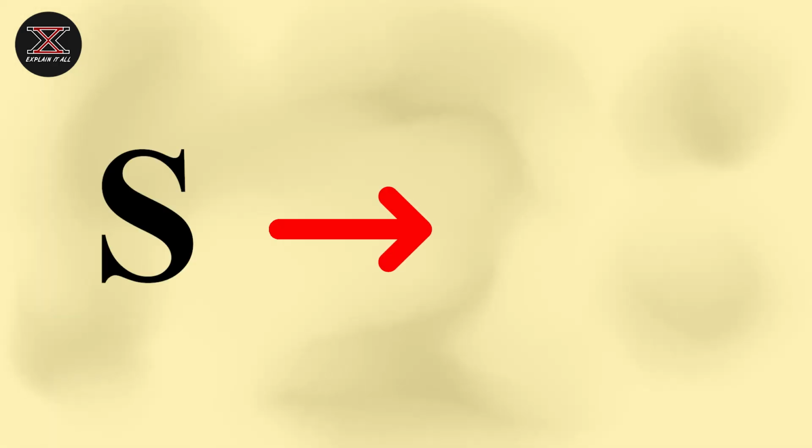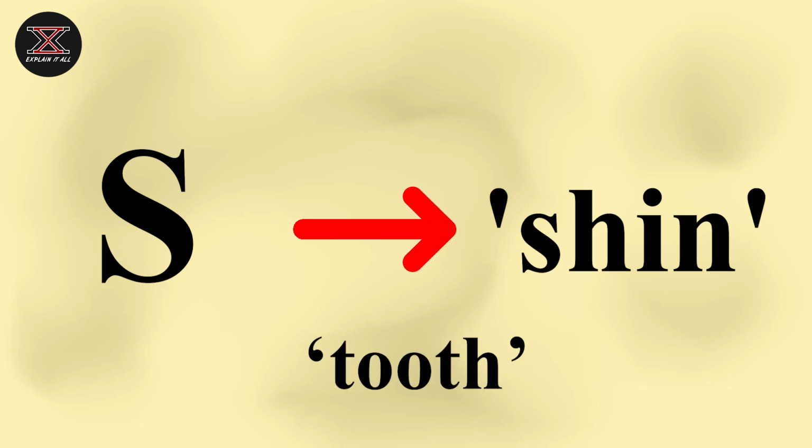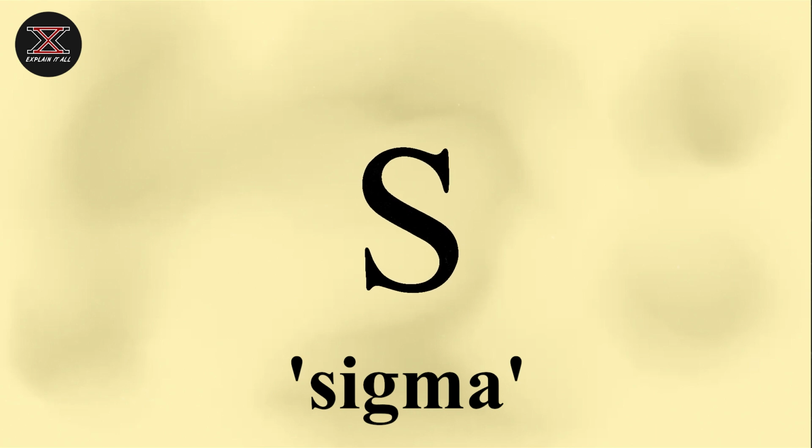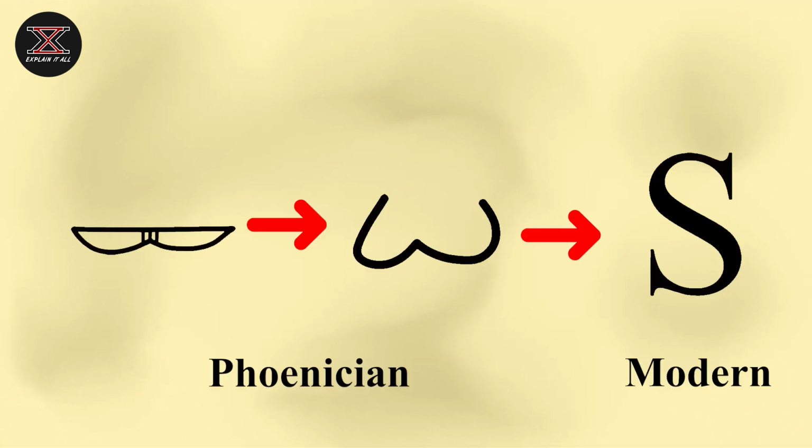S stems from the Phoenician shin, representing a tooth. The Greeks used it as sigma, and the Romans adopted it as S. Its serpentine shape has been preserved, symbolizing sharpness and clarity.